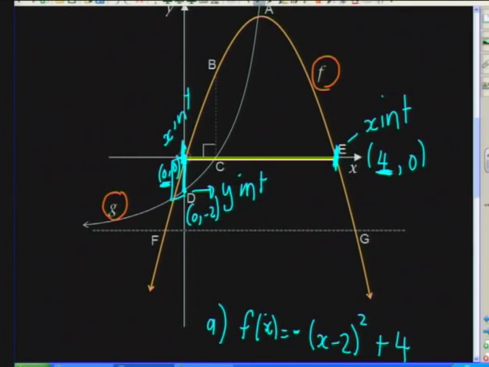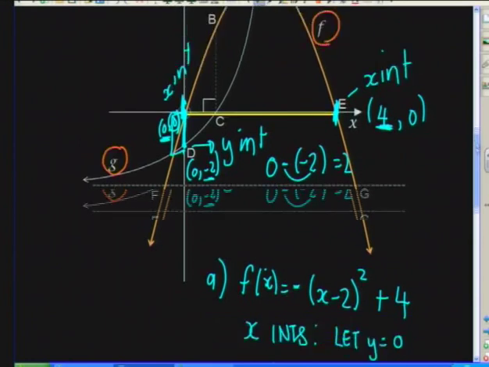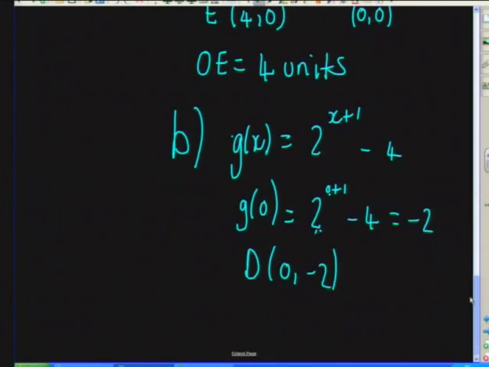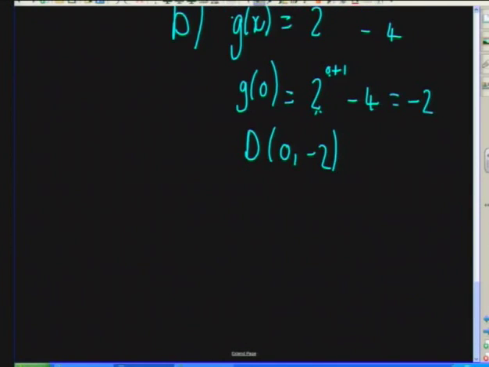If I want to find the distance from O to D, I'm going to say the y-coordinate at the origin minus the y-coordinate at point D. So I'm going to say 0 minus negative 2, and a minus times a minus is a plus, so we get positive 2. Therefore, the distance from O to D is 2 units. So OD is equal to 2 units.